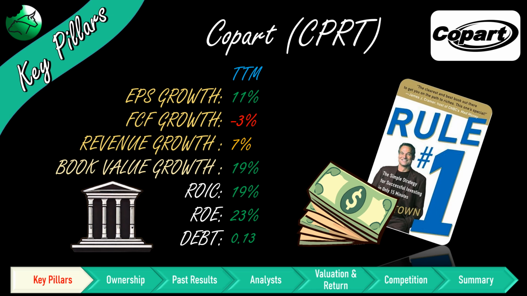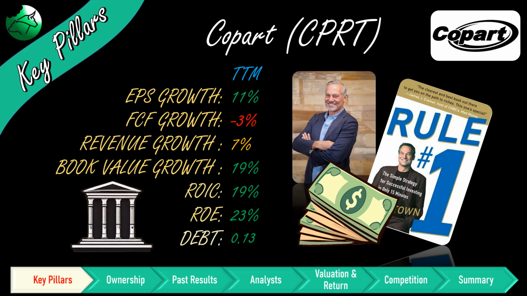Book value is calculated by subtracting the total liabilities from the total assets, and this indicates the equity growth for the company. And book value growth is up by a terrific 19%. Now we want to turn our attention to the management of the business by looking at the return on invested capital and the return on equity. These two measures allow us to assess a company's efficiency at allocating capital under its control. Return on invested capital and return on equity are 19% and 23%.